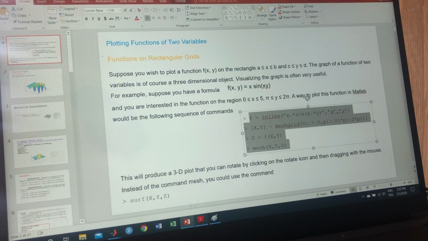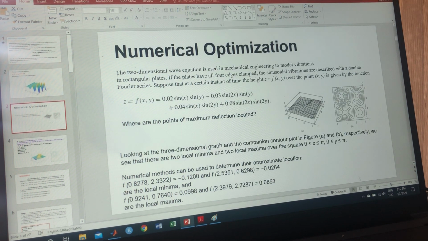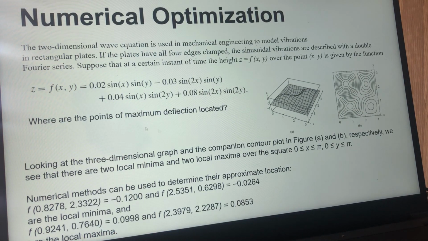And what else we have? Now we can start numerical optimization. Why did I show this one to you? Because this is kind of the first step for numerical optimization. You can see the minimum and maximum of your function easily.